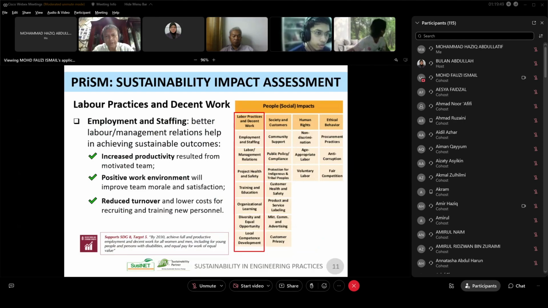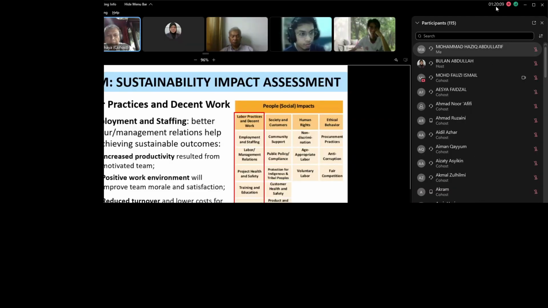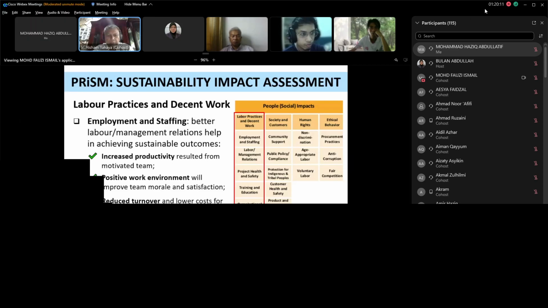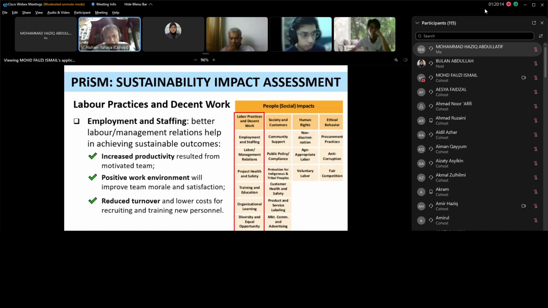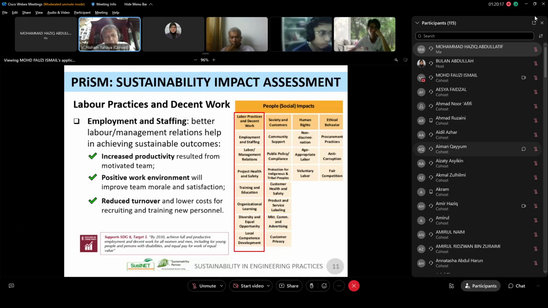Firstly, you look into the people or social impact. On labor practices and decent work, this is basically aligned with SDG 8, which is social and economic growth. And in terms of labor practices, you look into staffing, how you can achieve better productivity in the staff. One area where you can increase productivity is motivation. So as a young engineer, you can motivate the workers. You can talk to them in a motivational way.